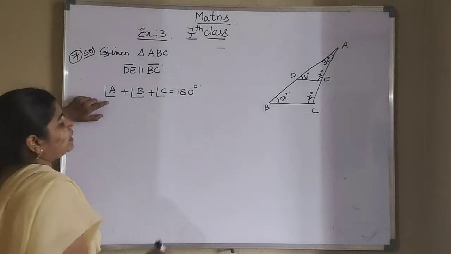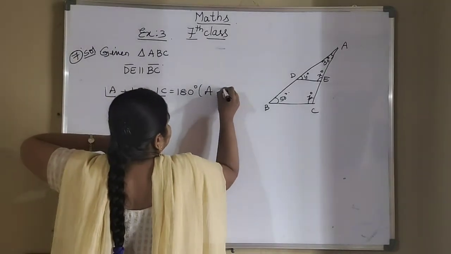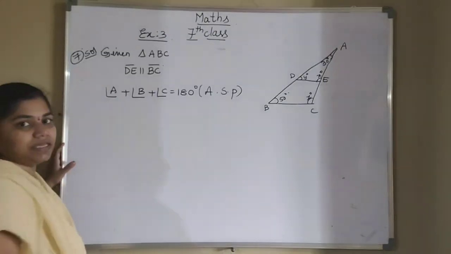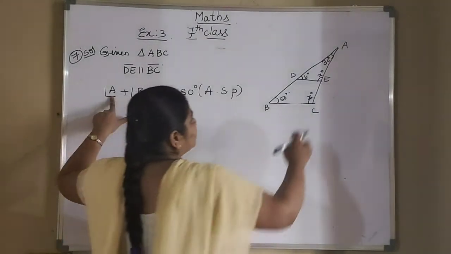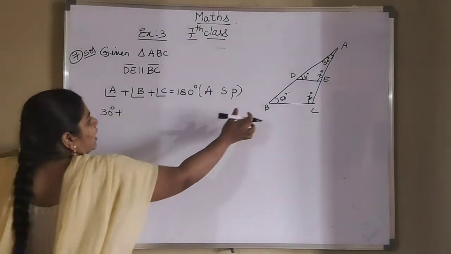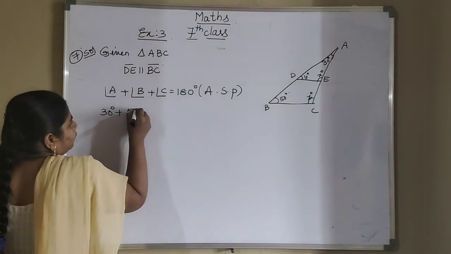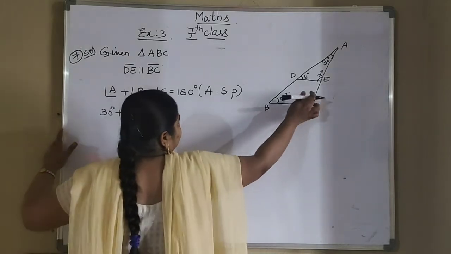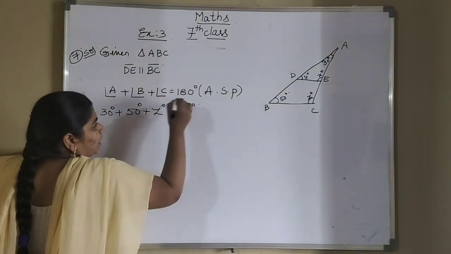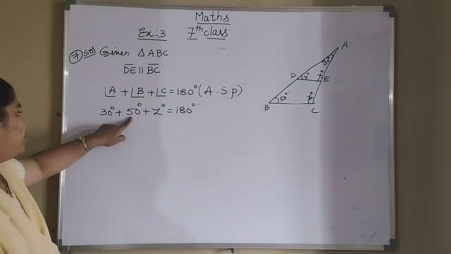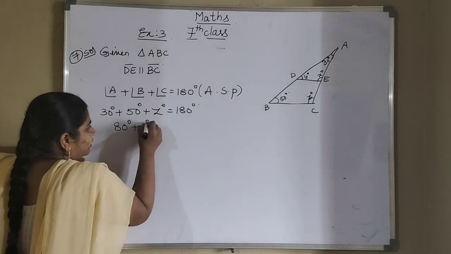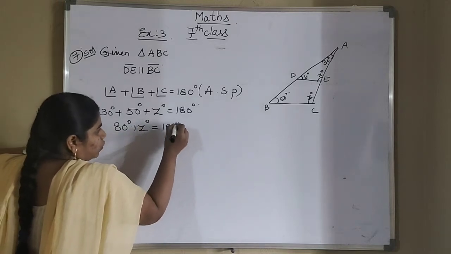So what is angle A? This is by using the angle sum property. ASP is nothing but angle sum property. So what is angle A here? 30 degrees plus angle B is 50 degrees plus angle C is Z equals 180 degrees. So 30 plus 50 will be 80 degrees plus Z degrees equals 180 degrees.